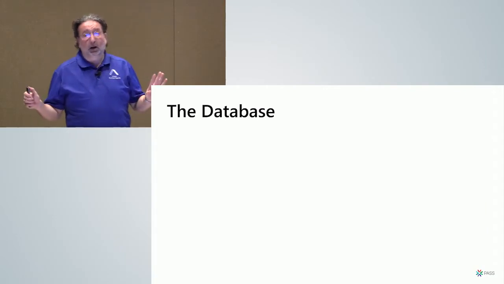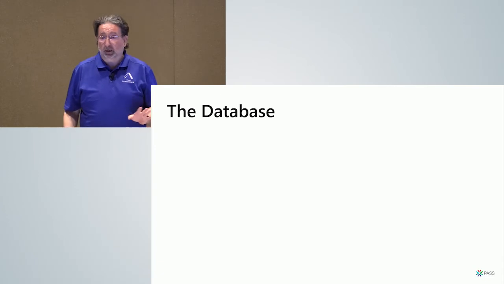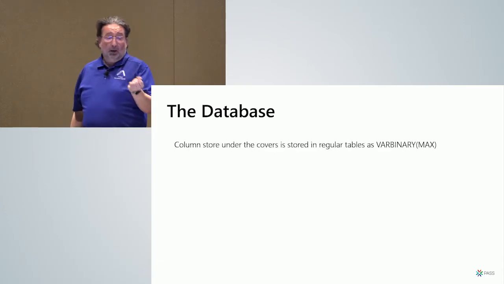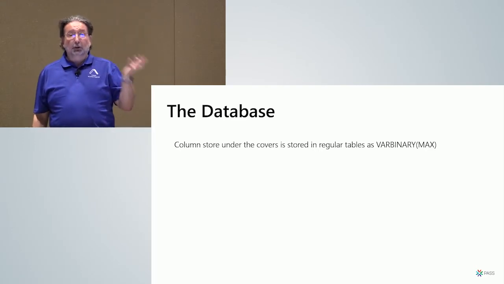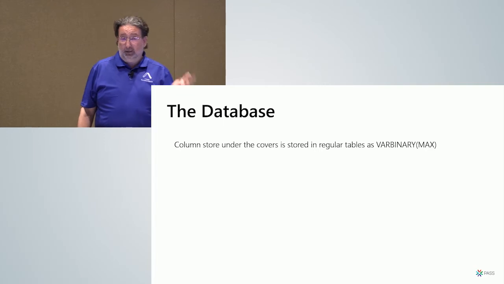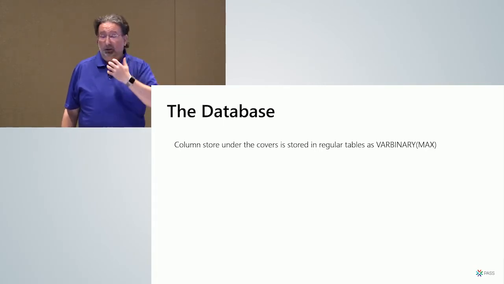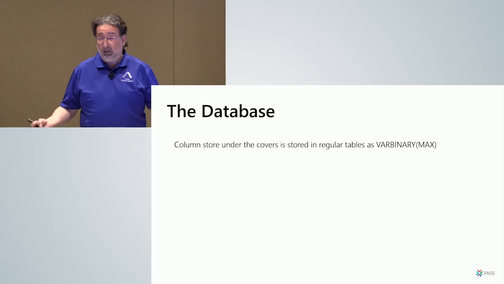I could spend a whole summit just talking about what you have to do to make your database better. I try to keep it to the bare minimum. As we learned before, under the covers, Columnstore is basically individual rows of varbinary max. It's just the blobs. Each of these row groups, column is just a blob. And so the database that we are using for it needs to be optimized to store blob data.